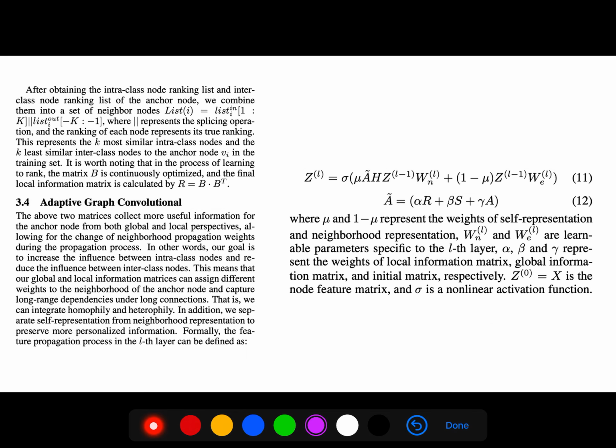After obtaining the intra-class node ranking list and inter-class node ranking list of the anchor node, we combine them by a splicing operation. The ranking of each node represents its true ranking. This represents the k most similar intra-class nodes and the k least similar inter-class nodes to the anchor node V sub I.